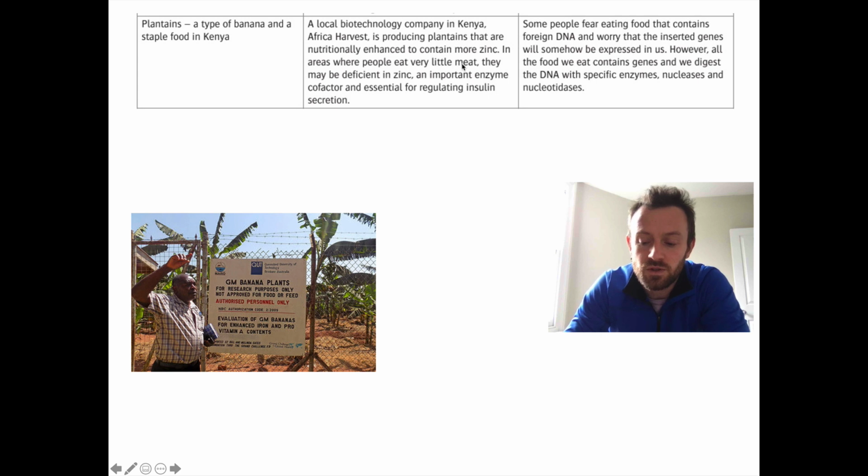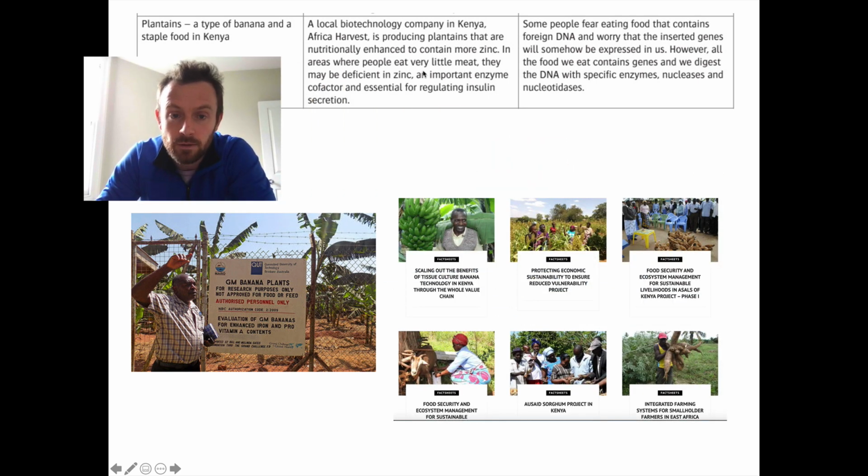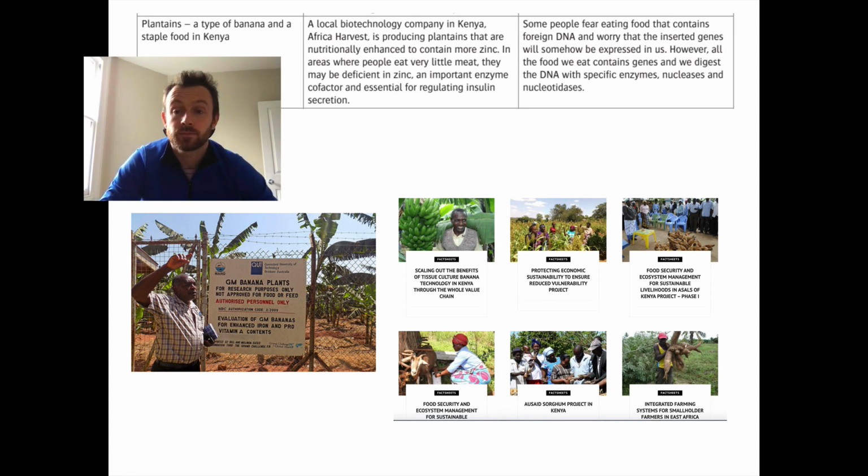Plants are also being engineered to contain more zinc and to be more resistant to pests. There's a foundation called Africa Harvest. I went to their website, so if you just Google Africa Harvest, here are some of the products that they are working on: sorghum, which is another staple crop, bananas, and all sorts of things, improving both the drought and pest tolerance and also the nutritional content.